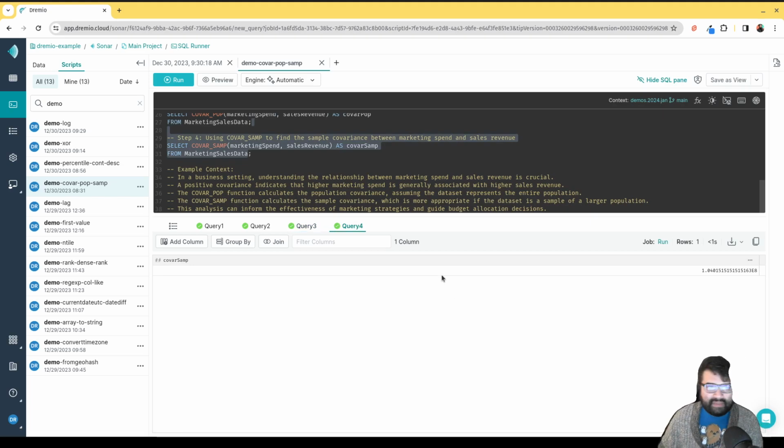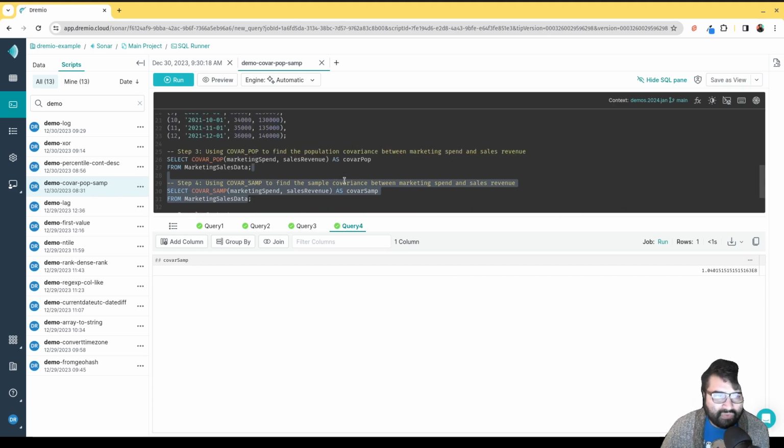Now, the difference is when you would use one versus the other. Generally, if you're looking at the full data set, use covar pop. If you're looking at a sample of a larger data set, then you're going to prefer covar sample, because it knows it's capturing the covariance of a larger set of data using a smaller sample of the data, so it factors that in. So that's that function.